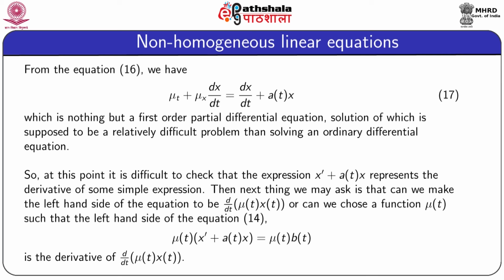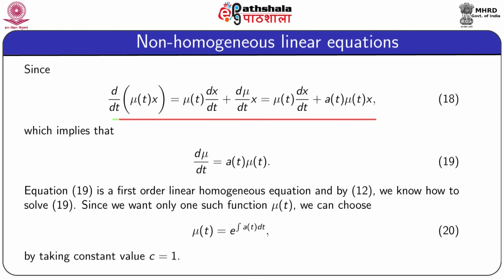The next thing we may ask is, can we make the left hand side of the equation to be of the form d/dt of mu(t) into x, or can we choose a function mu such that the left hand side of equation 14 can be represented in the form mu(t) into dx/dt plus a(t)x is equal to mu(t) b(t)? Since d/dt of mu(t)x is equal to mu(t) dx/dt plus d mu/dt into x is equal to mu dx/dt plus a(t) mu(t) into x, it implies that d mu/dt is equal to a(t) mu(t).